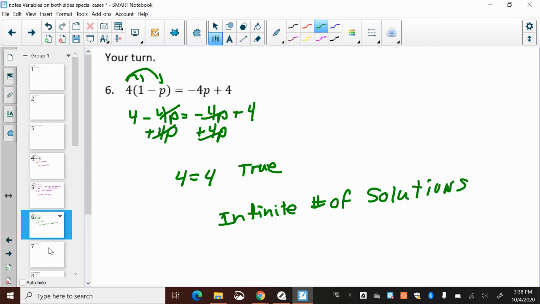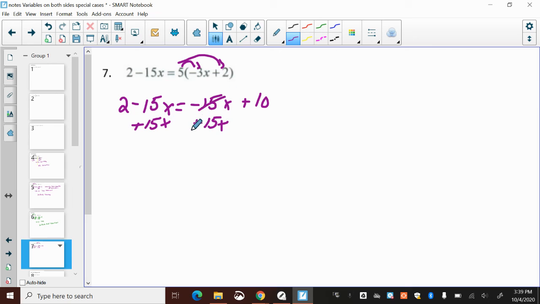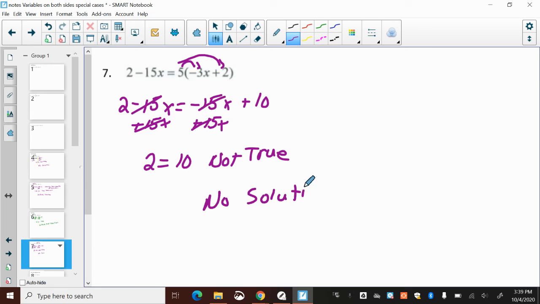All right, let's just try one more. And this last problem here, we start again just like always. And again, you're not going to see it's a special case until you start solving. So just rewriting on the left, 5 times minus 3 is negative 15x. 5 times 2 is a positive 10. Adding 15x to both sides to try to combine them up. We get 2 is equal to 10. That is not true. So our answer is no solution.